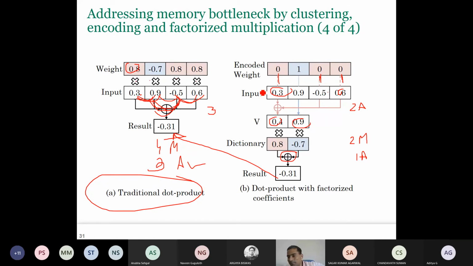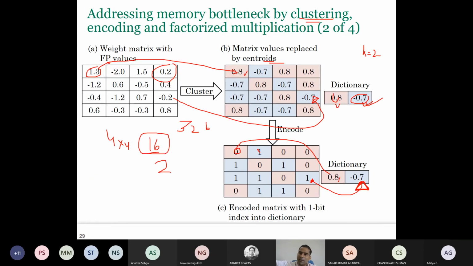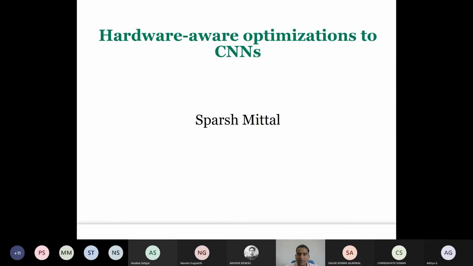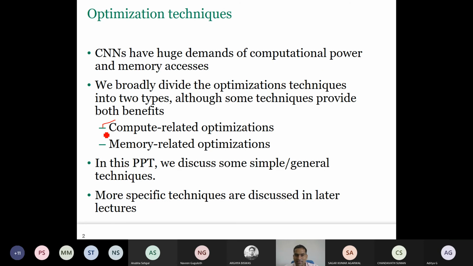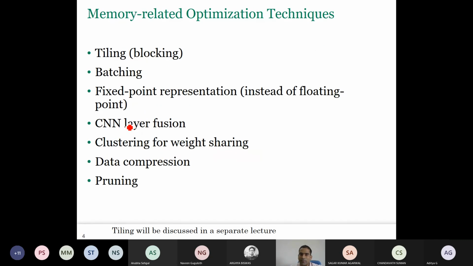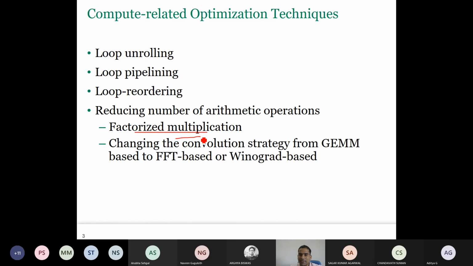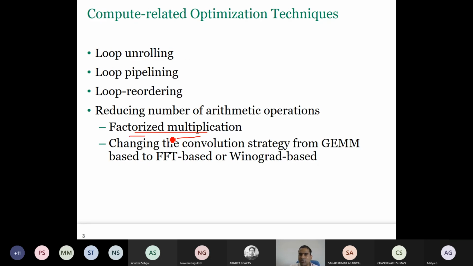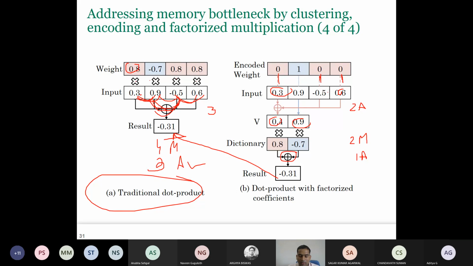And this factorization is something you must have read in your 7th or 8th standard. So in this way, we have reduced the number of memory accesses, and we have also reduced the number of computations. Both optimizations. If you remember our main presentation, we had discussed compute-related optimizations and memory-related optimizations. So this technique does both. We have done clustering for weight sharing and factorized multiplication to reduce the compute. In the same technique, they have proposed both. So does anybody have any question?